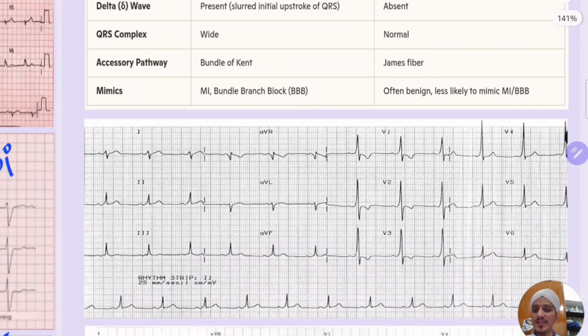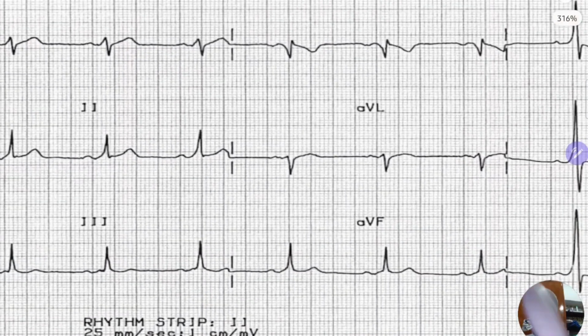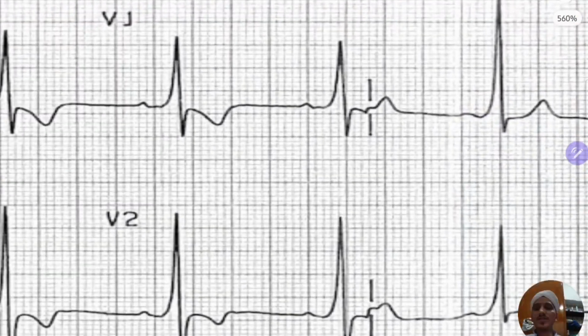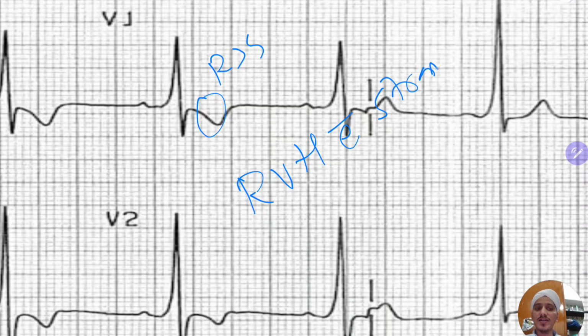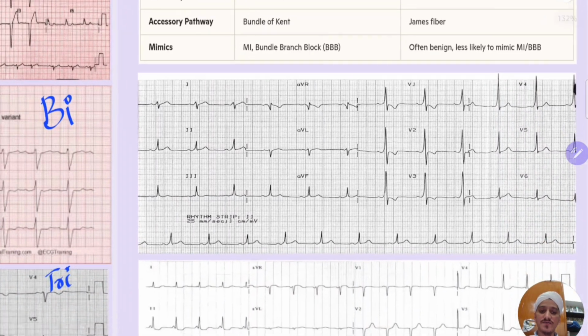Now we'll see whether there is axis deviation. Yes, there is right axis deviation. So right axis deviation along with R more than S and strain pattern signifies there is also right ventricular hypertrophy with strain pattern. The criteria are fulfilled. So we have seen these things in this ECG.